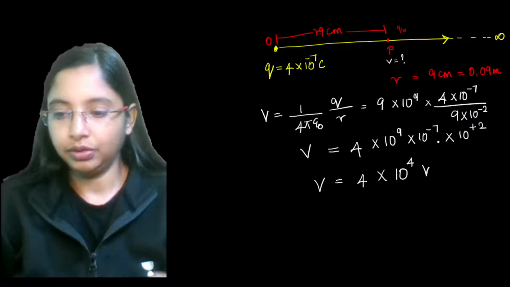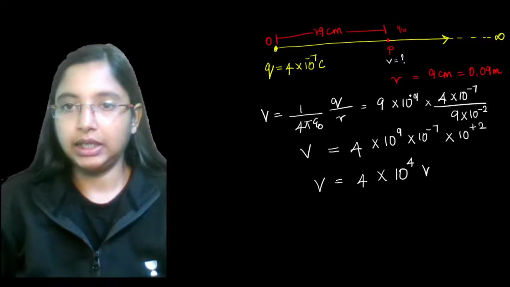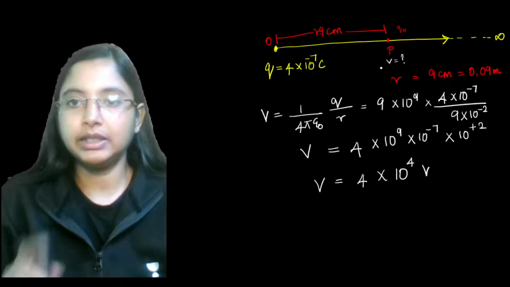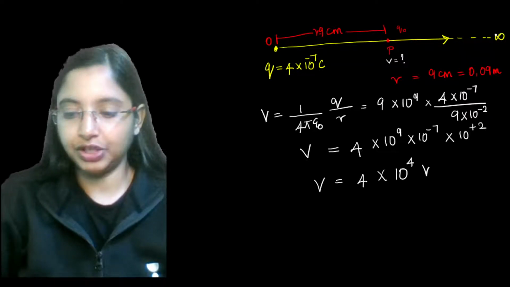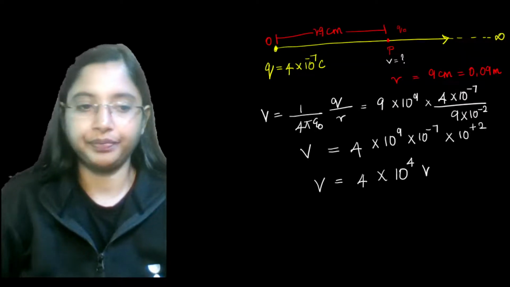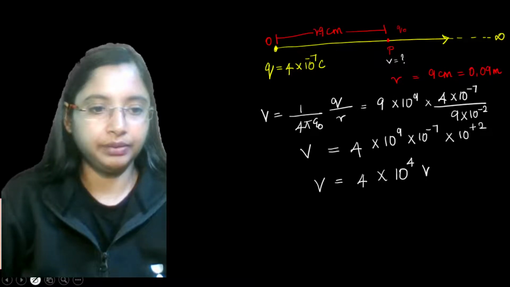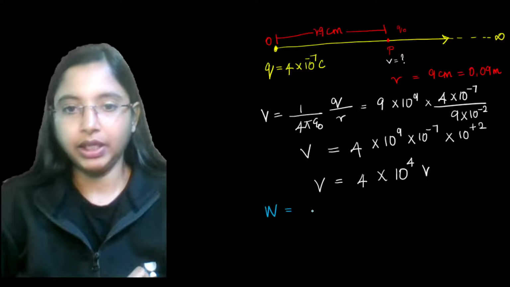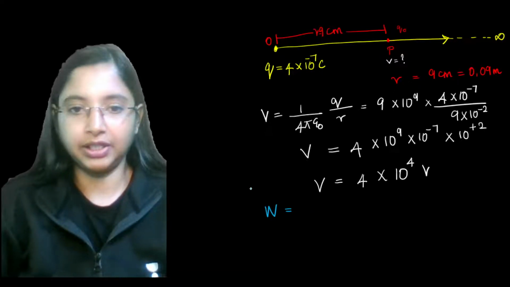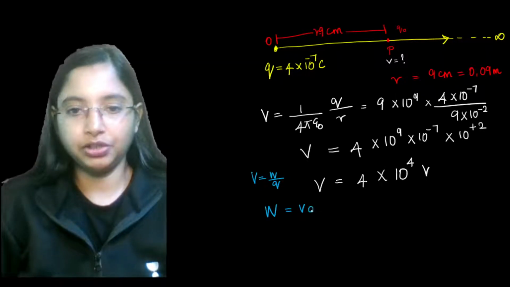Okay. Now, we know the potential at this point P is this value. Now, what will be the work done in bringing this charge from infinity to here? Work done is actually given as, we know potential is given as work done per charge. So work done will be potential into charge, potential into unit charge, right?